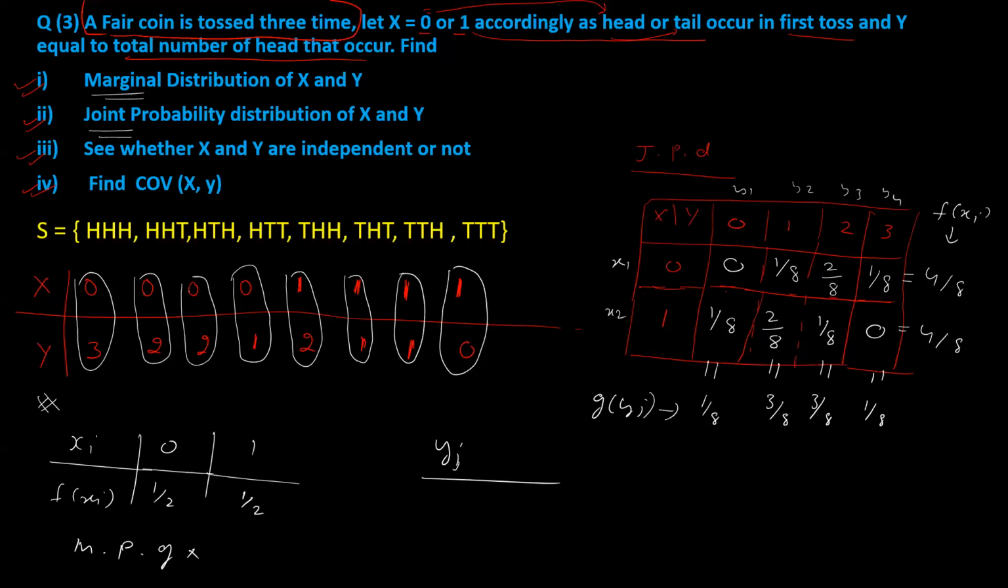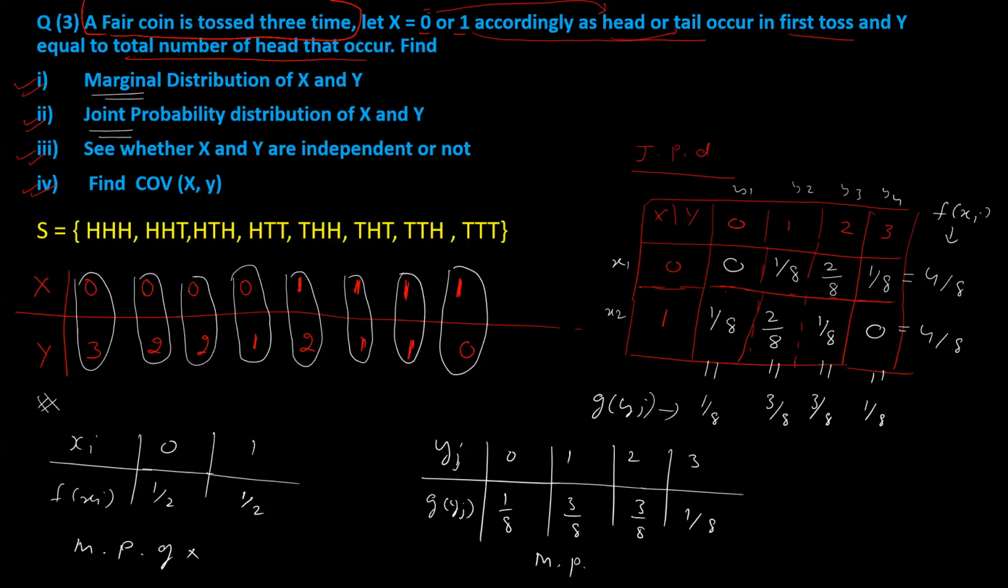So y j into g of y j. So y will take the value from 0, 1, 2 and 3. So when it is 0, the value is 1 by 8 probability. Next is 3 by 8. Next is this also 3 by 8. And last is 1 by 8. So this is the marginal probability of y. So both the questions I have answered.